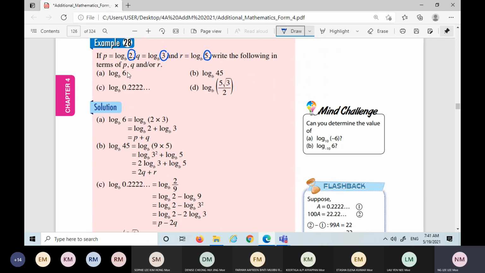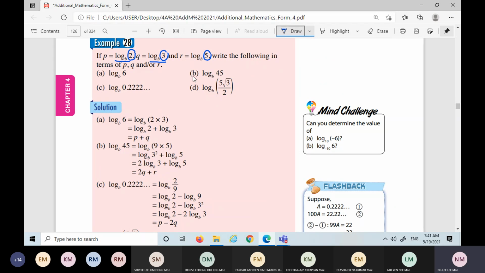A is quite simple. 6 is 2 times 3. Since this one is times, break it into 2 logs, so it becomes plus. So it will become log B2 plus log B3. Log B2 is what? It's given here as P, so you replace this with P. Log B3 is Q, so you replace this with Q. So your final answer is P plus Q.